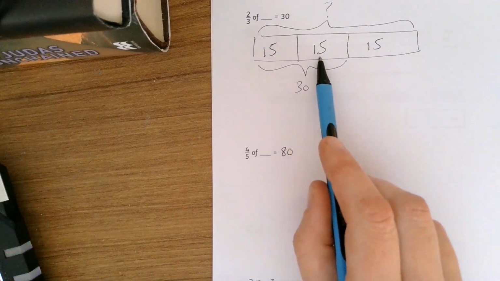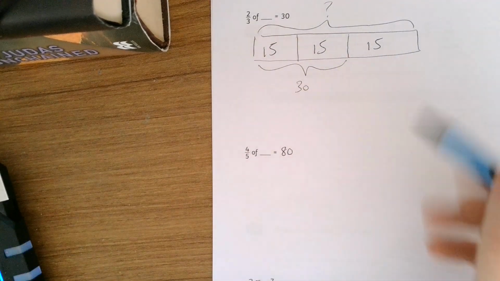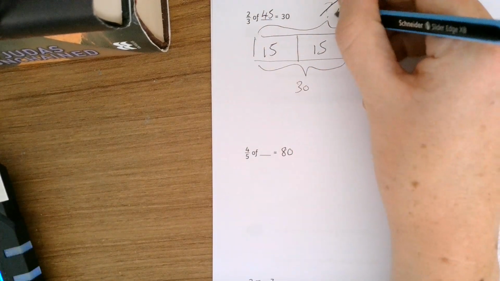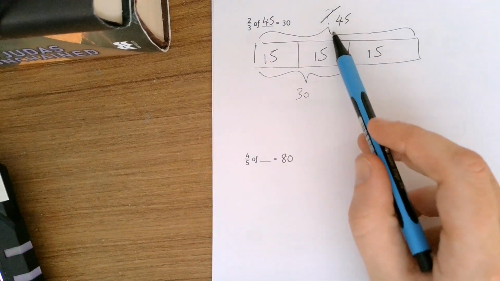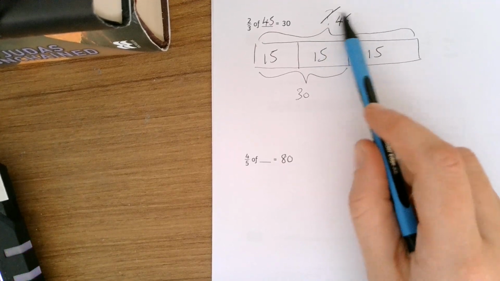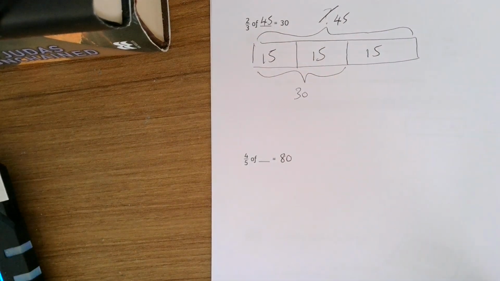So 15, 30, 45. So my missing number is 45. Now I can put it there. I'm also going to put it here. Now, as you can see, I've put a line through it just to show anybody looking at my book. It's no longer unknown. It's 45, and there's my proof.